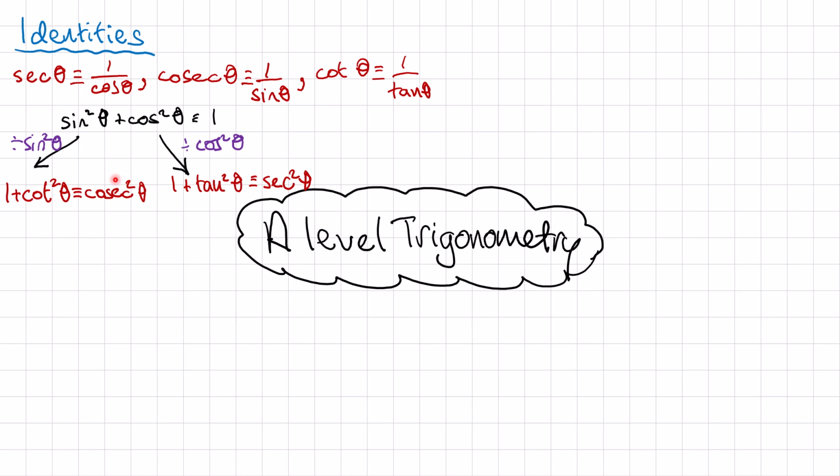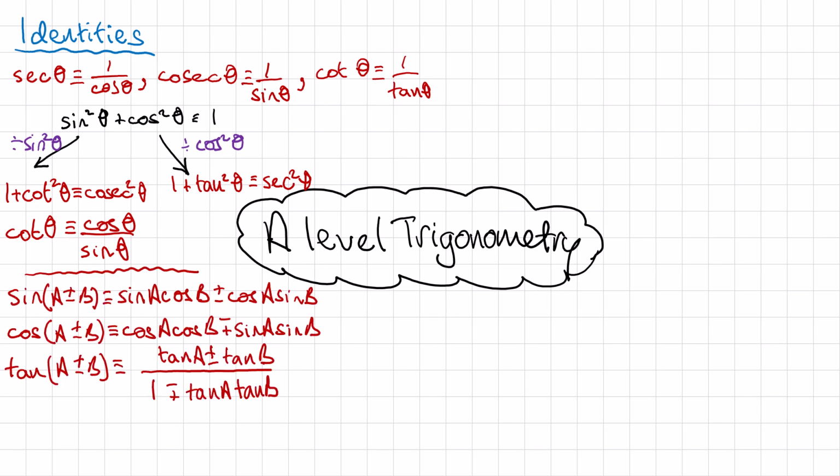Now, if we start with the Pythagorean identity that we had from AS, if we divide everything through by sine squared, we'll get 1 plus cot squared is equivalent to cosec squared, or if we divide everything through by cos squared, we get 1 plus tan squared is equivalent to sec squared. And we also have that cot theta is going to be cos theta over sine theta. So compare that with tan theta, which would be sine theta over cos theta.